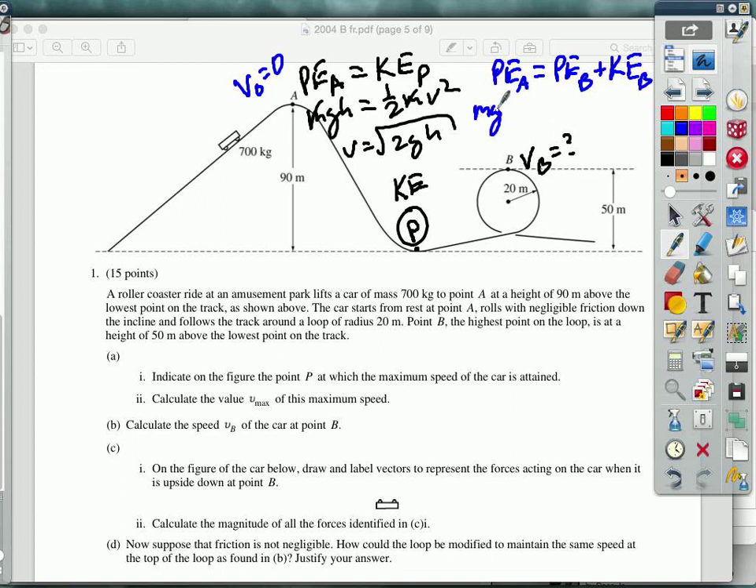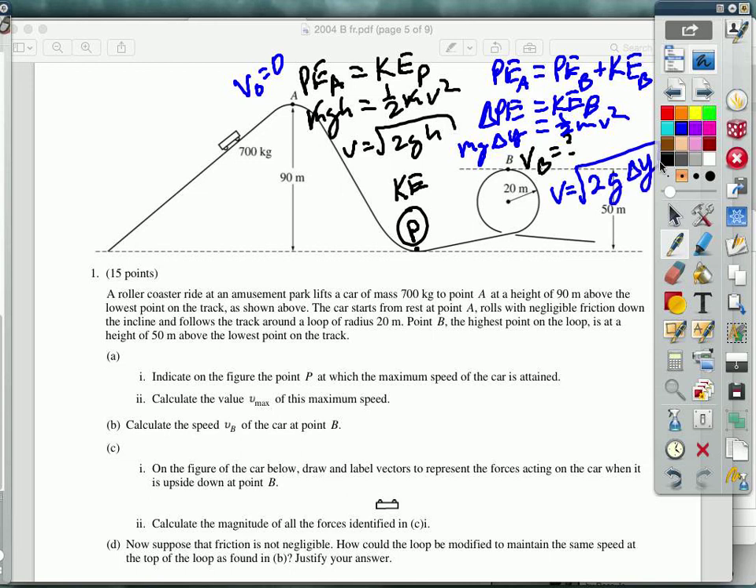So we get mgh equals mg... well, no, I'm going to try to do this the easy way. Do you see that delta PE is going to equal KEB? And delta PE is going to be mg delta y, and that's going to equal 1/2 mv squared. So that's going to leave me v is the square root, because remember, v is the square root of 2gh. So that's going to give me 2g delta y. And in this case, that gives us the velocity that we're looking for at point B.